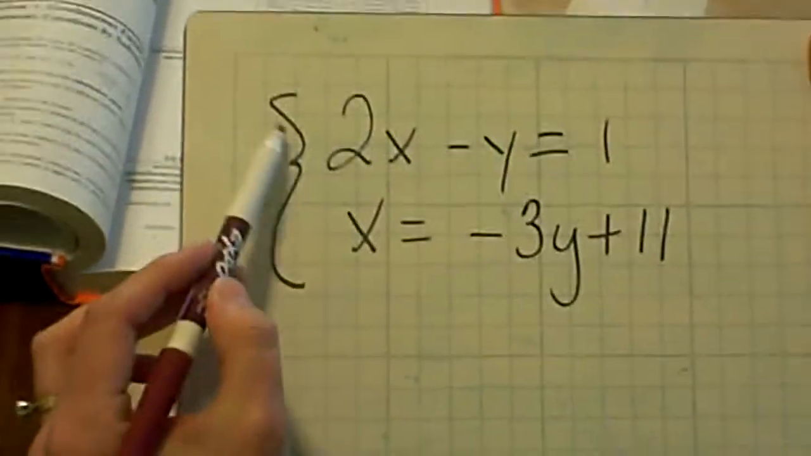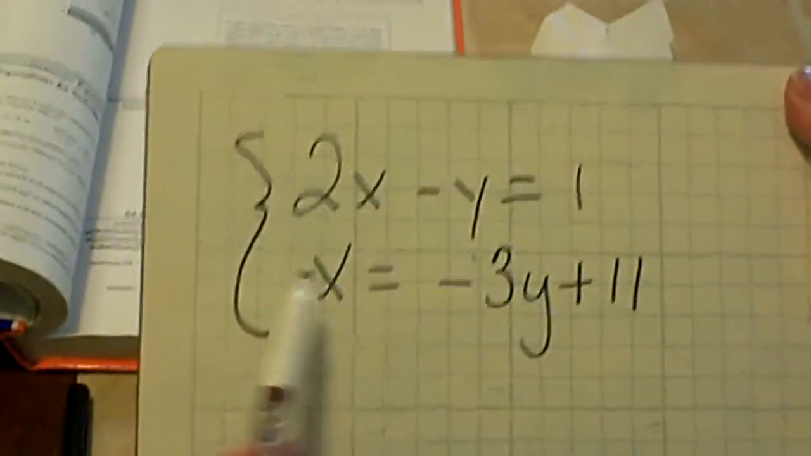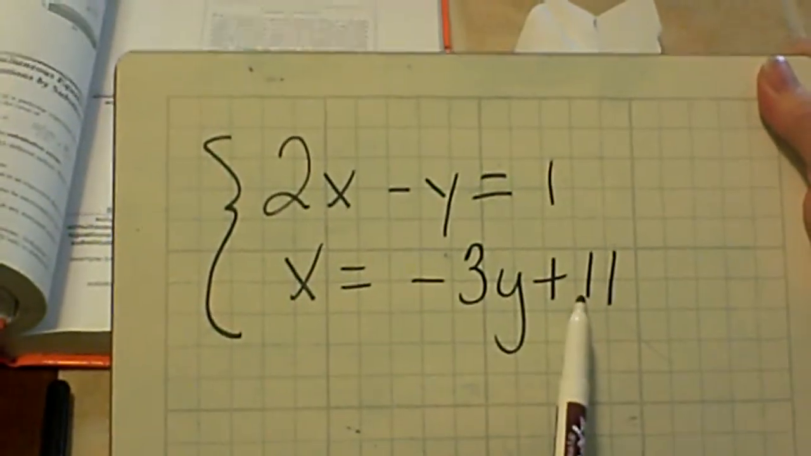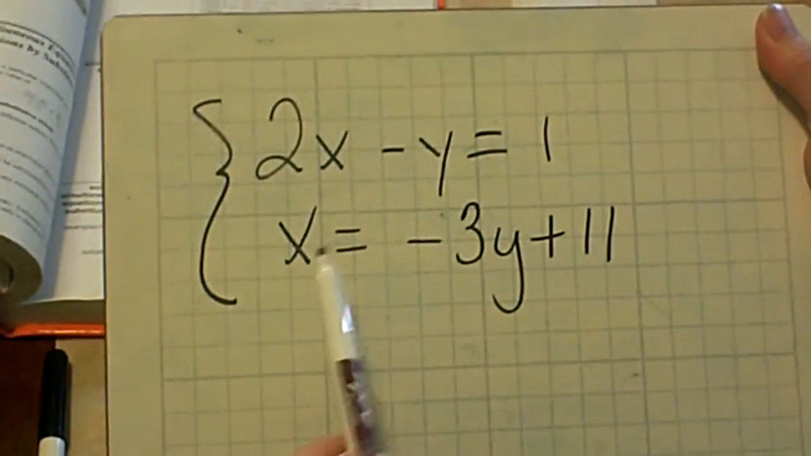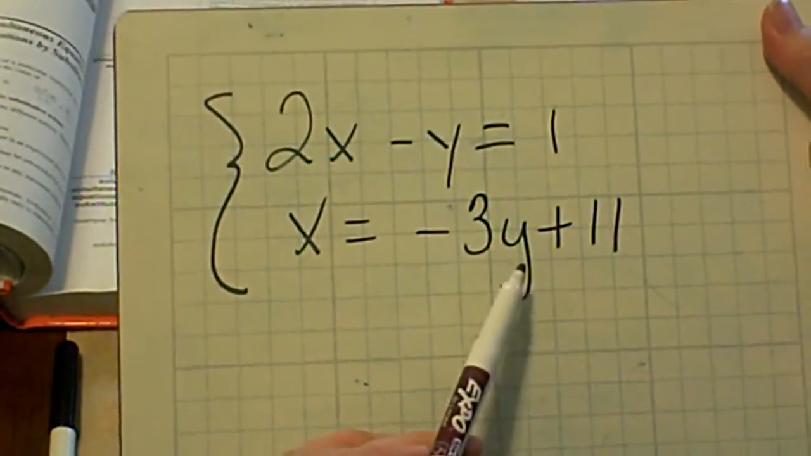Anyway, these are simultaneous equations. What it means is that x and y in each of the equations listed are the same thing. So if x is 3 here, then x is 3 here. If y is -4 here, then y is -4 here.